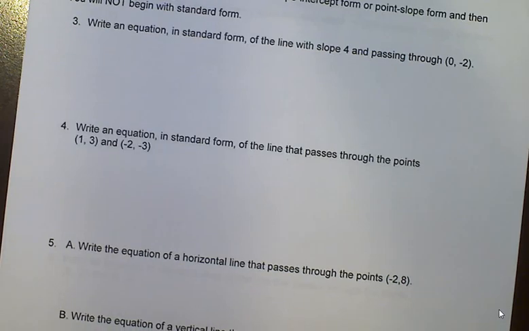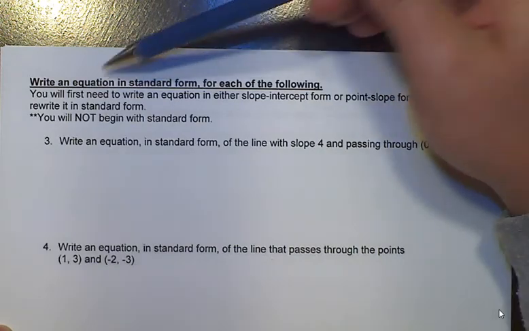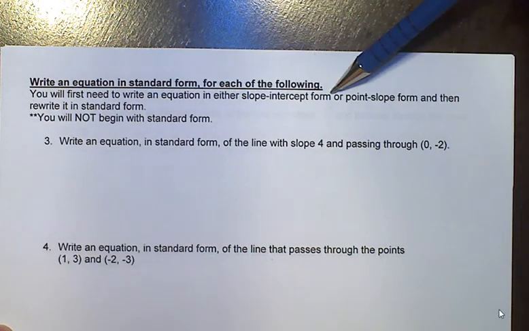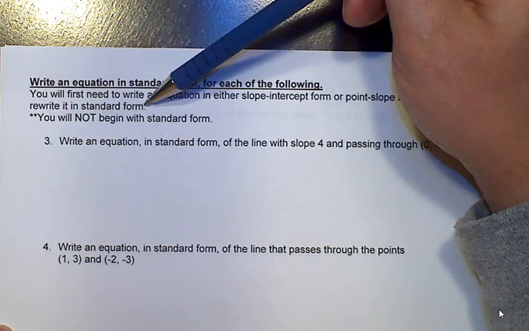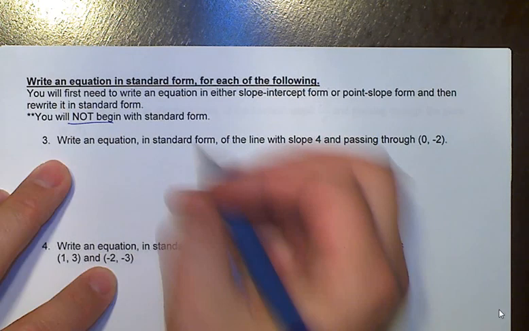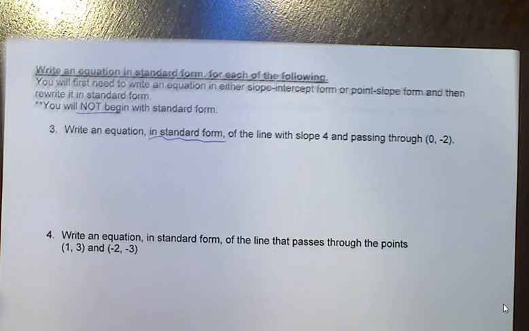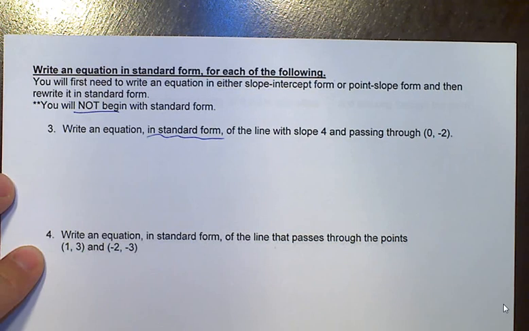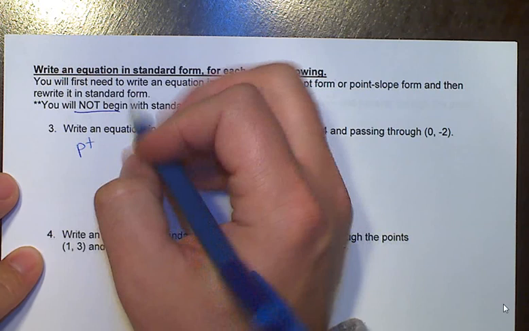Alright, so let's look at our instructions here. It says to write the equation in standard form for each of the following. You'll need to write an equation in either slope-intercept form or point-slope form first, and then rewrite it in standard form. You will not begin with standard form. So even though it says write the equation in standard form, I can't go straight to that form. I don't have the information I need. So I need to start with either point slope or y equals. So I'm going to start with point slope over here.